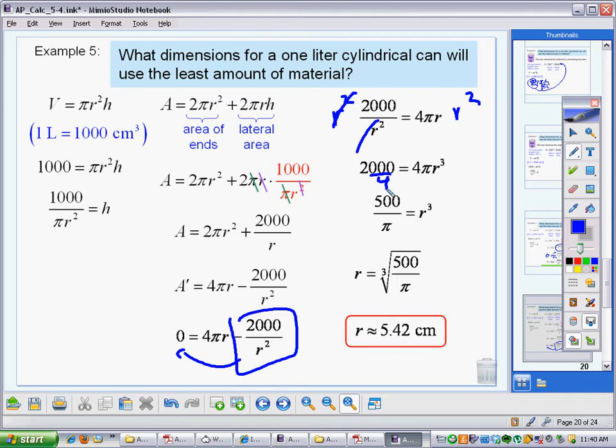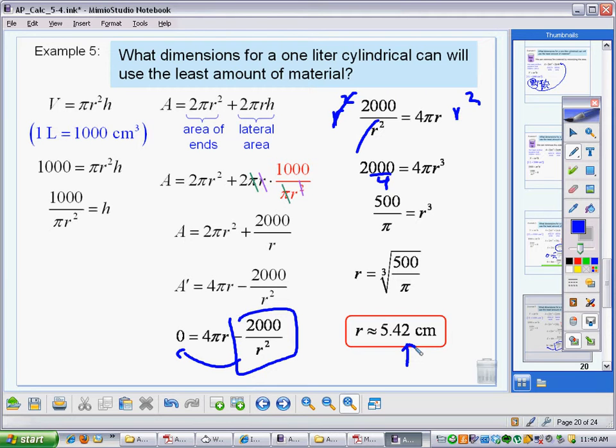Corey? So for the AP test, can you leave it as the cube root of 500 over pi? Yes. Absolutely you can, on the free response section. Even if it is calculator? Yes. What's bad about that? It's only 2 decimals. That's one thing that drives me crazy about this slide I grabbed from somebody. But that's it. Did I answer the question?